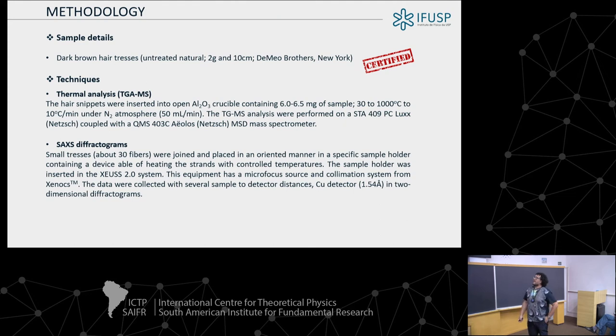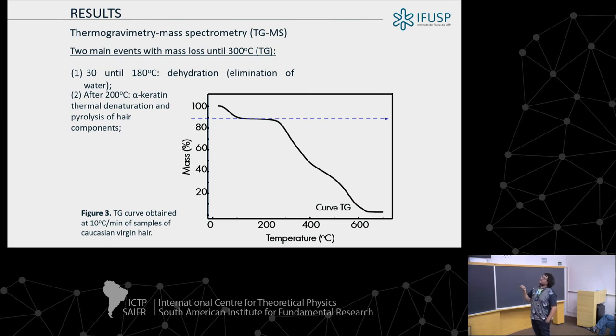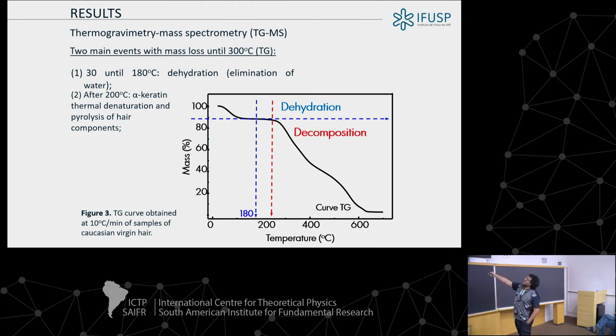So having this, we have several types of certified hair. You can do several types of experiments. Here we combine SAXS with thermal analysis, either thermogravimetry, which allows you to see what happened to the hair when you heat it up, and also mass spectroscopy. Here is a typical TG plot, which shows that when you heat up hair, initially you lose mass basically by the loss of water, but when you heat up a lot, you start having decomposition because several parts of the hair start to evaporate by pyrolysis.